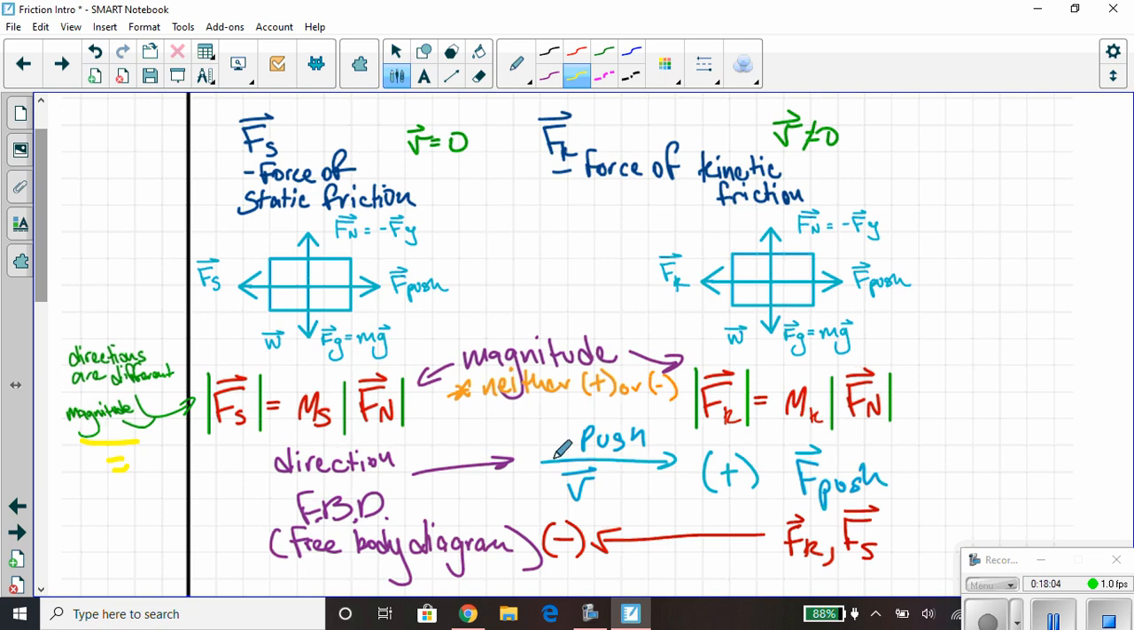Well, where are we going to find the direction from? Vectors have direction. How can I find direction? Well, you find direction from the free body diagram. And how do we get direction? Well, usually we assign the direction of force push to be positive, and therefore the direction of force of kinetic friction and the direction of force of static friction is negative.